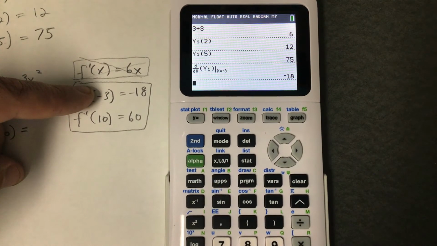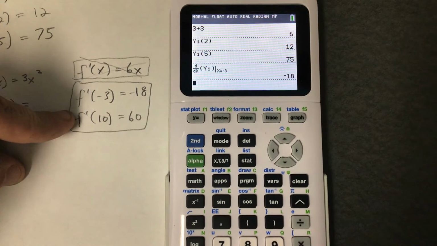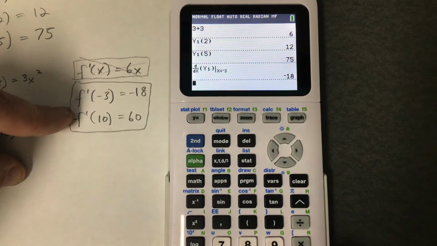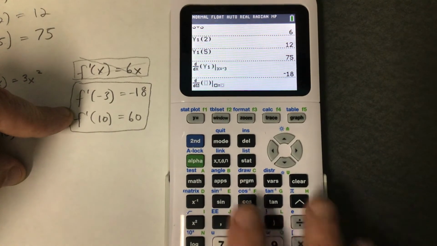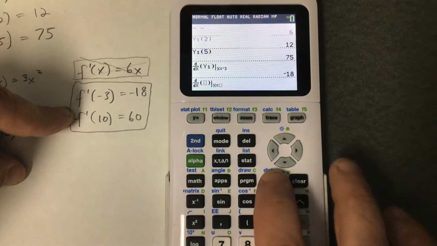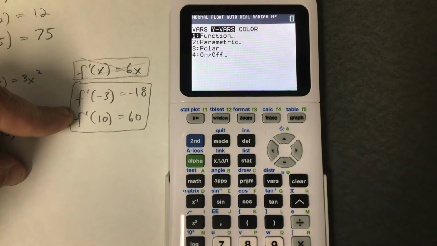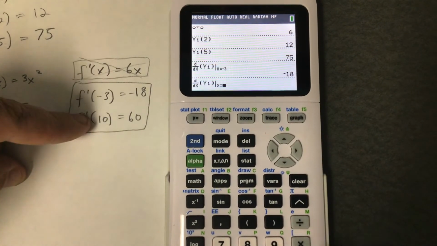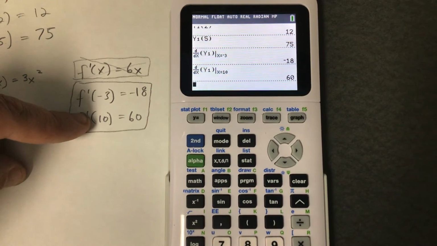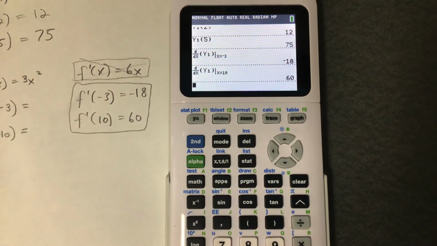Okay, let's repeat those steps again using f prime of 10. So I would do math 8. I'm always going to put x down here, and I'm going to do y sub 1. And then I'm going to do that at 10. And I'm going to push enter, and it is 60.